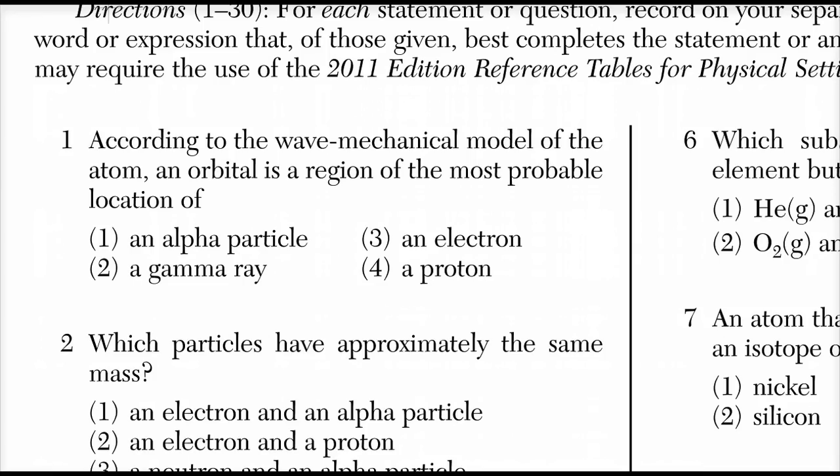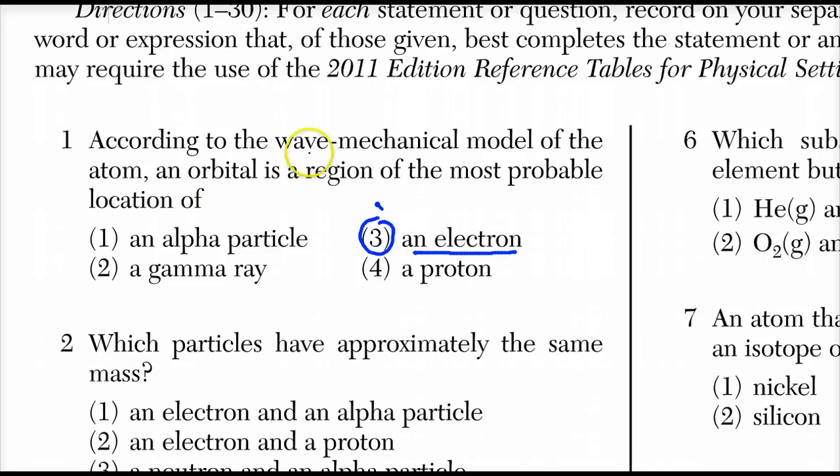So number 1 deals with atomic structure. This test, multiple choice wise, they go in order for the most part in part 1. In any case, number 1: according to the wave mechanical model of the atom, an orbital is a region of the most probable location of, well, that would be the electron. Okay, so the electron is the answer, choice 3.